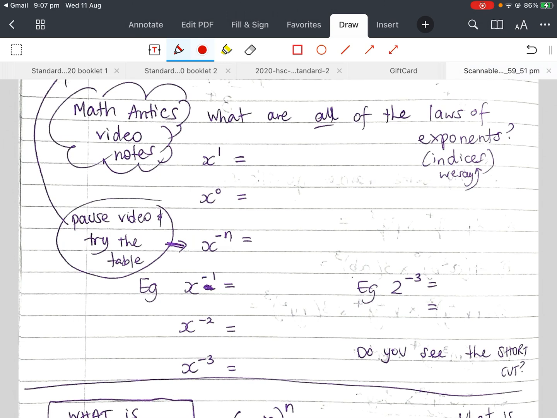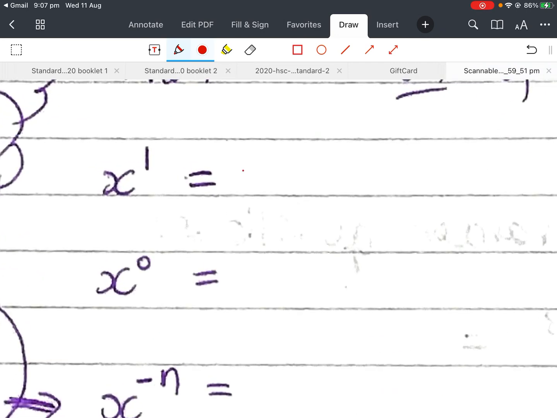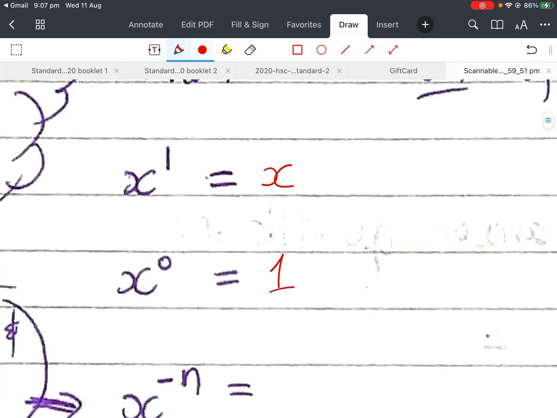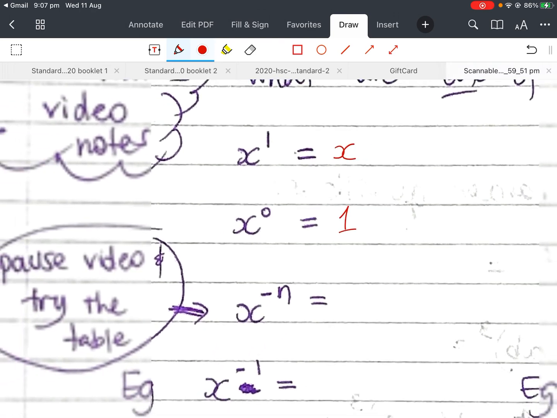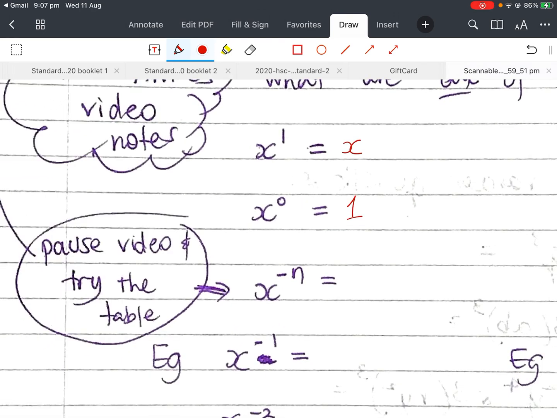I want you to try and write down what all of these are. Hopefully you know that x to the power of 1 just means we rewrite whatever the base is. Okay, x to the power of 0, that rule is anything to the power of 0 equals 1. Now we learnt all these last year, so this should only be a bit of practice for you. Today we're going to do the negative indices.